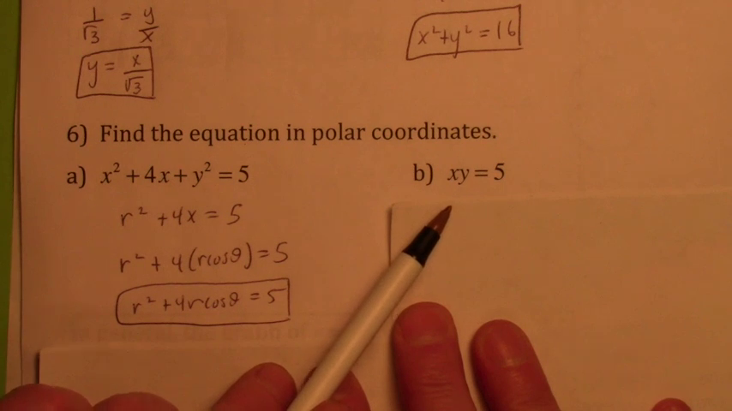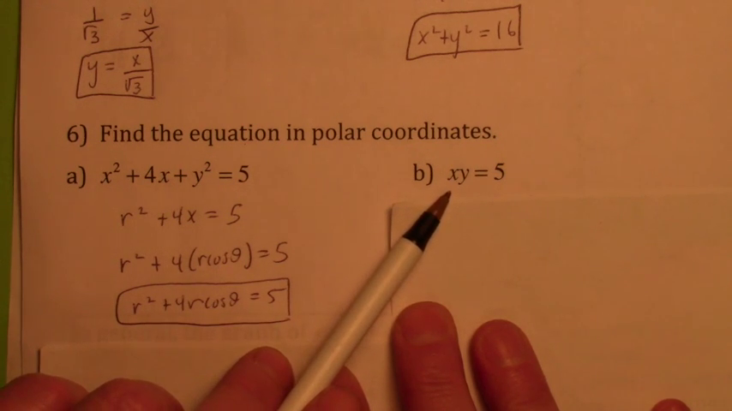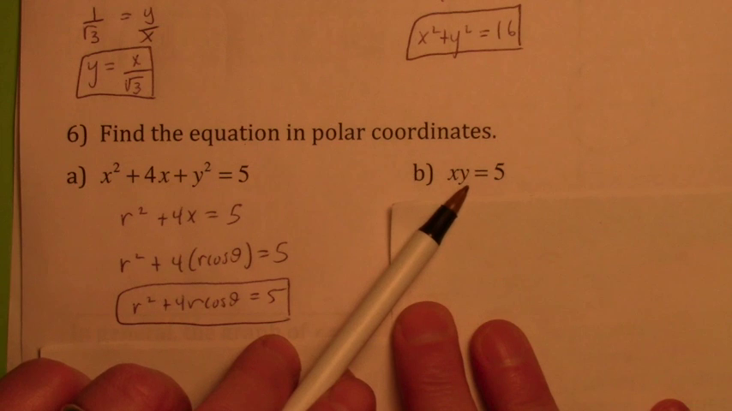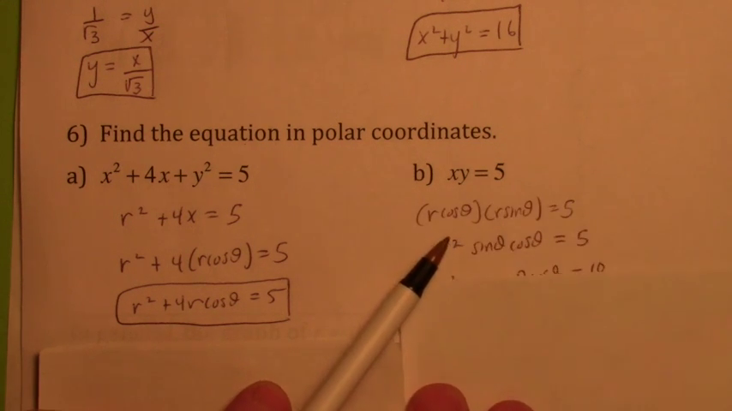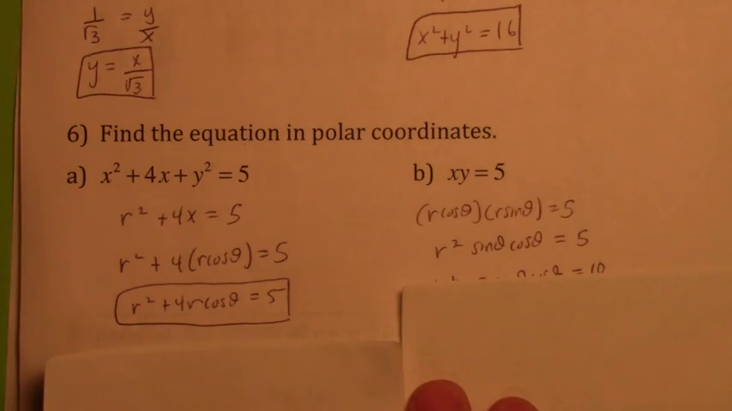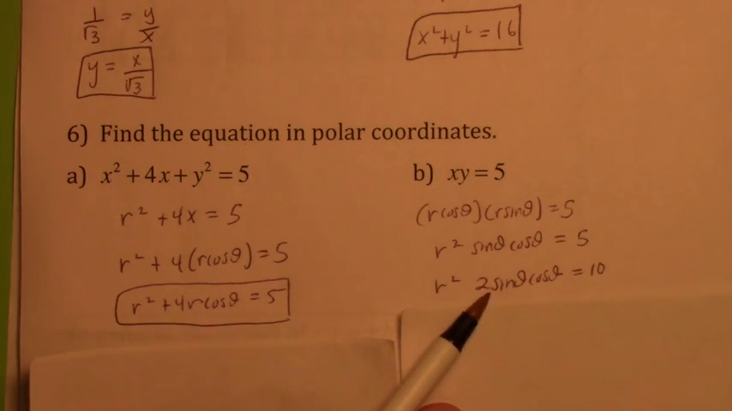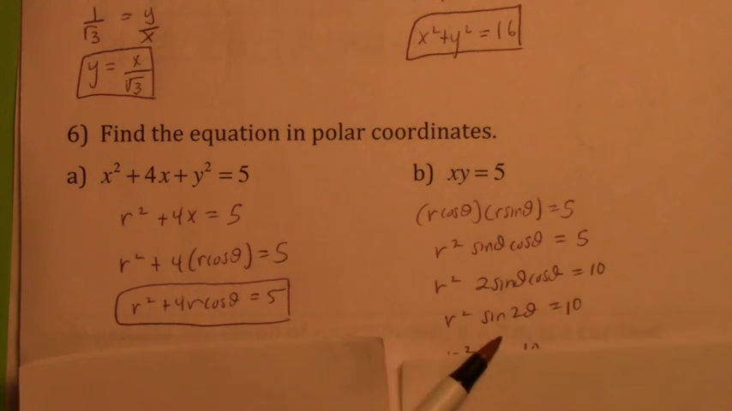Here, remember the conversions are x equals r cosine theta, y equals r sine theta. So you get that, and then you get r squared sine theta cosine theta equals 5. That's good enough. However, you could be sneaky here. You could multiply both sides by 2. Why would you want to do that? Because you know that 2 sine theta cosine theta is just sine 2 theta.